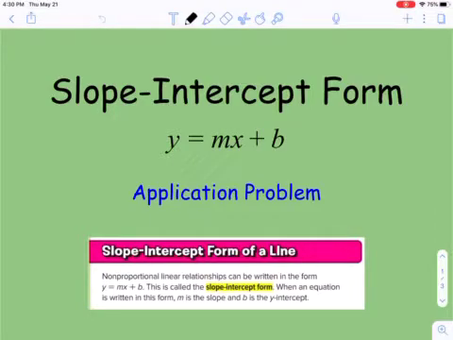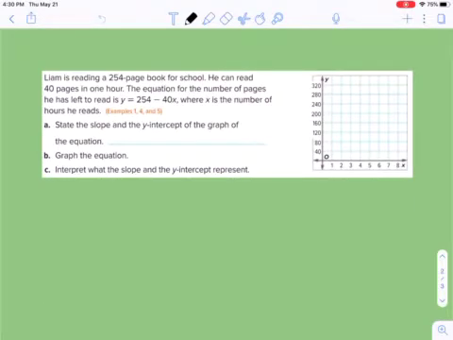All right, so Liam is reading a 254 page book for school. He can read 40 pages in 1 hour. The equation for the number of pages he has left to read is y equals 254 minus 40x, where x is the number of hours he reads.